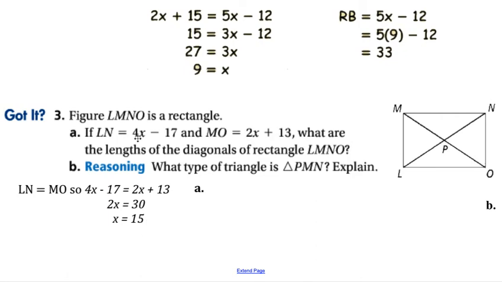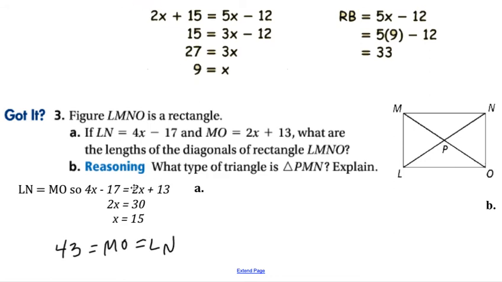And 4 times 15, I'll just substitute into LN. 4 times 15 would be 60 minus 17, which would be 43. So each of those diagonals would be 43 units. And I should write that in here, 43. And that's equal to MO, which is equal to LN.